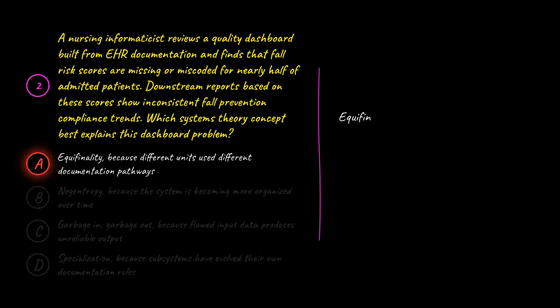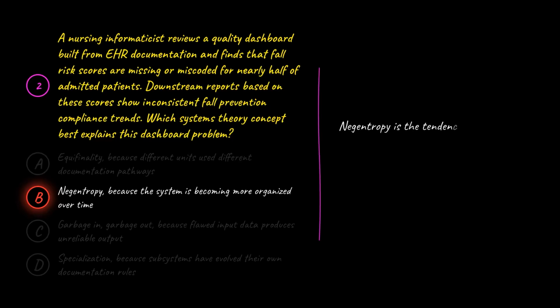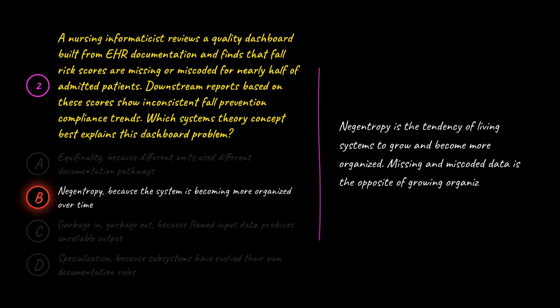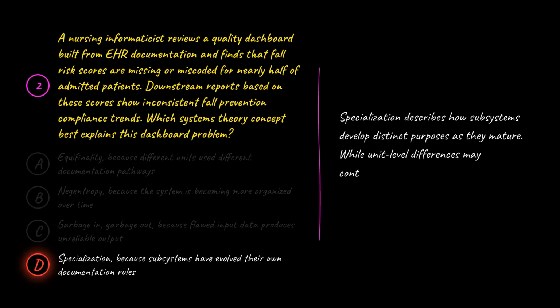A is wrong because equifinality describes the tendency of open systems to reach the same end state through different paths. It does not explain why the data feeding the dashboard is unreliable. B is wrong because negentropy is the tendency of living systems to grow and become more organized. Missing and miscoded data is the opposite of growing organization. D is wrong because specialization describes how subsystems develop distinct purposes as they mature. While unit-level differences may contribute, the core problem is poor input quality producing poor output, which is GIGO by definition.